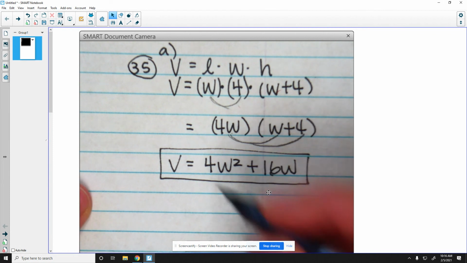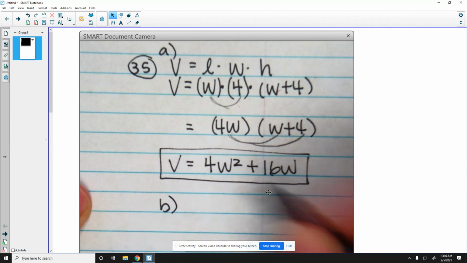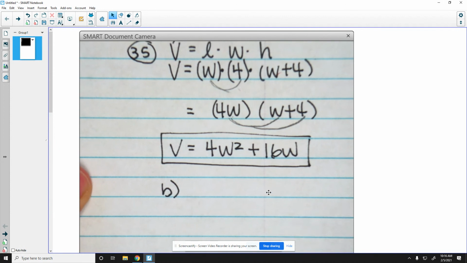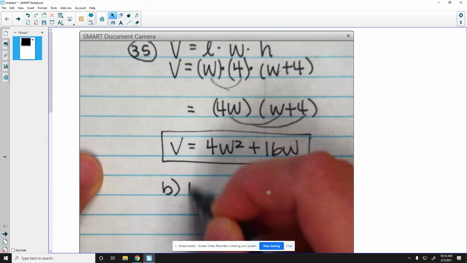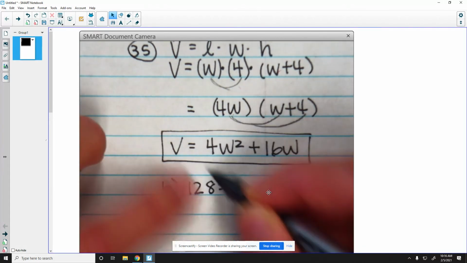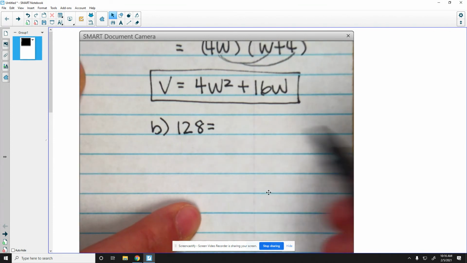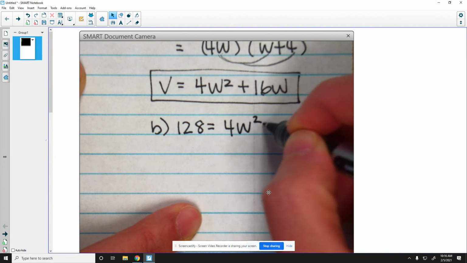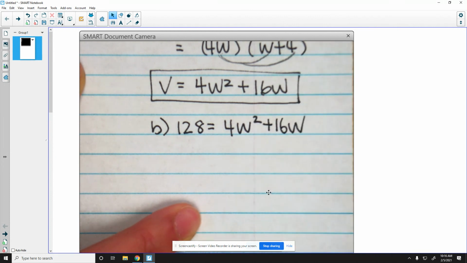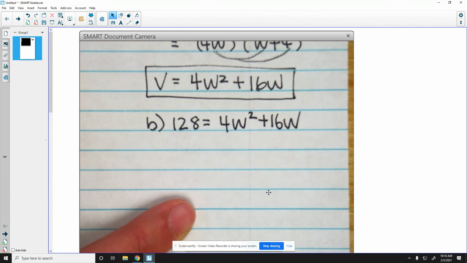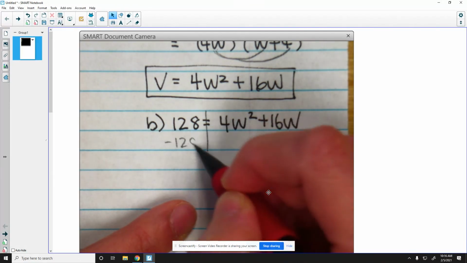Part B says, what are the dimensions of the birdhouse? So basically you have to solve for W. They told me the volume is 128. So does it make sense that I would write 128 equals instead of V equals? Because they told me the answer is 128. 4W squared plus 16W. So I have to solve for W. What's the first thing I need to do? Minus 128 to the other side.